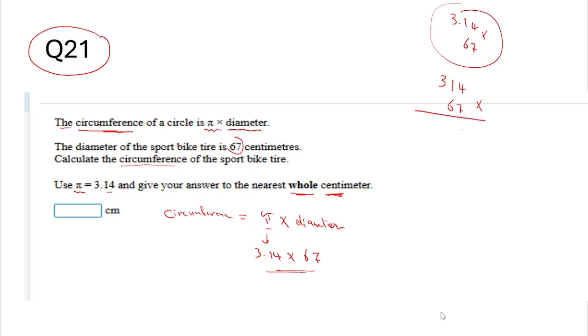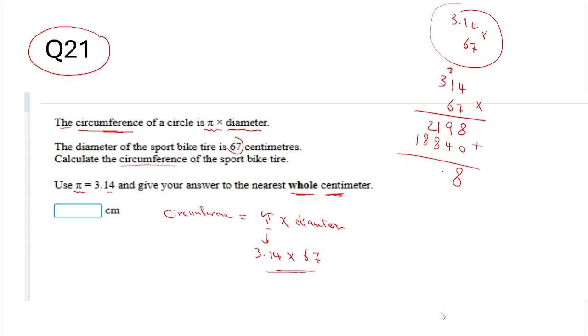4 times 7 is 28. 2 will be carried here. 7 multiplied by 1 is 7, plus 2 is 9. 7 multiplied by 3 is 21. Now 6, so here will be 0. 6 multiplied by 4 is 24, so we have 24. 6 multiplied by 1 is 6, plus 2 is 8, and 6 multiplied by 3 is 18.